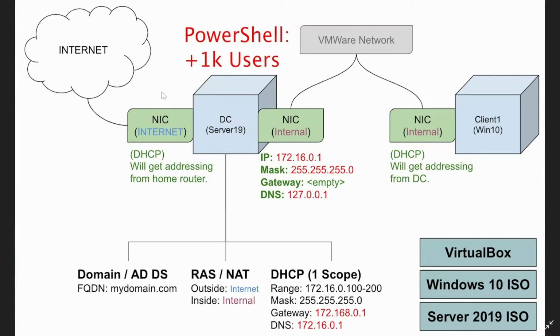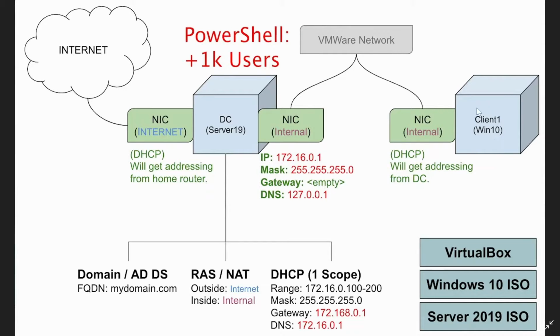So as you can see, we first installed the VirtualBox, the ISO for Windows 10, Server 2019. We created our domain controller, provided it with two NICs, one for the internet that is being provided by the host network. We also provided it with an internal NIC so that it could use itself as a DHCP server and as the DNS for the internal client that we have here, the Windows 10.